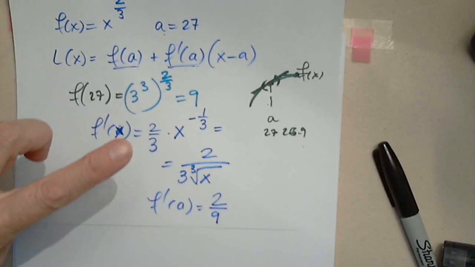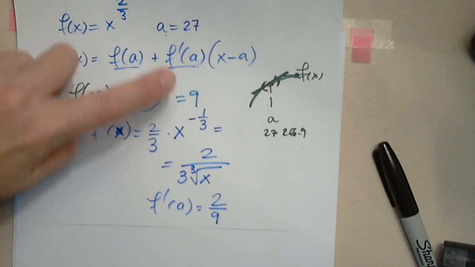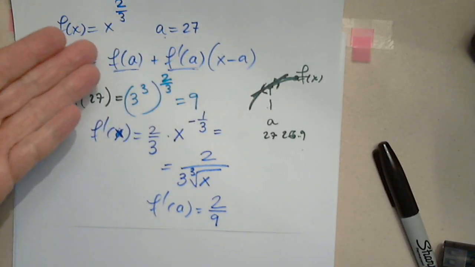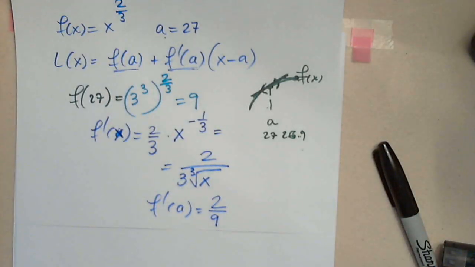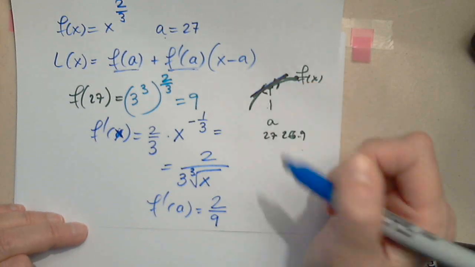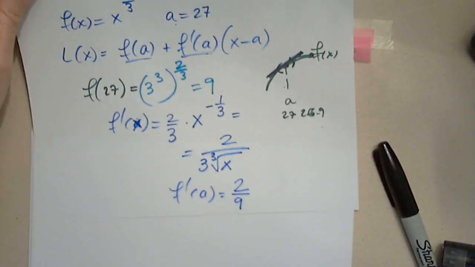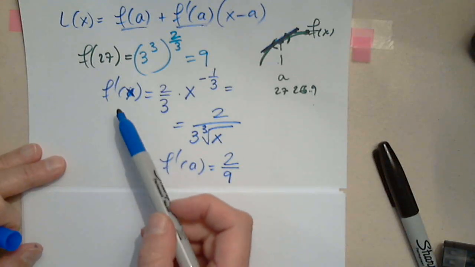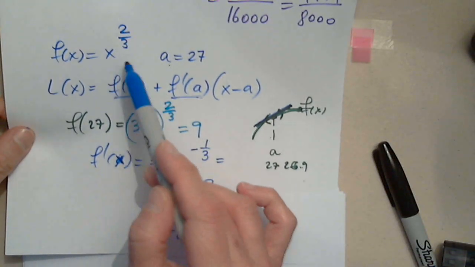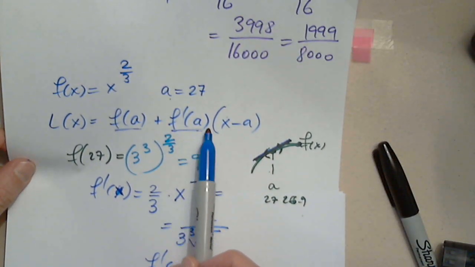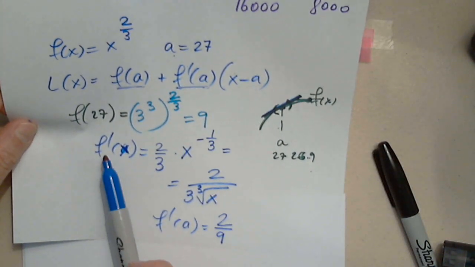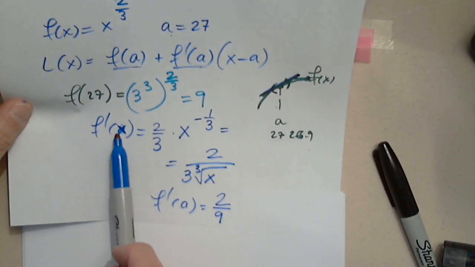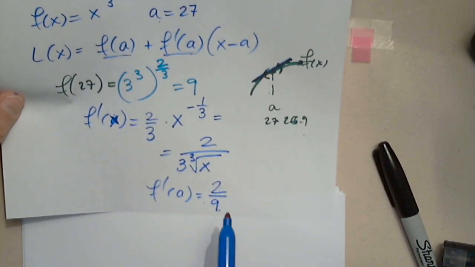So I have this as 9, I have this as 2/9, and I have this as x minus 27. And I will get the equation of a line. Which line? This one. And you plug 27 into that f prime of x, correct? Yes, because it's f prime of a. So first I found f prime of x to get this, and then I plug in 27 to get 2/9.